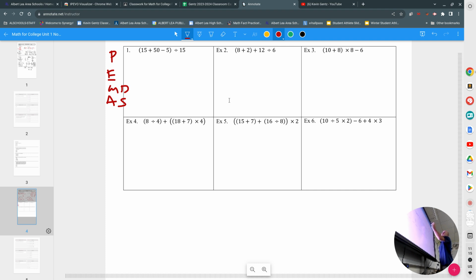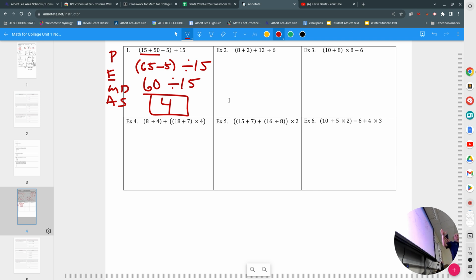I see the parentheses, and addition comes before the subtraction, so I'm going to do that. I've got 65 minus 5 divided by 15. Now normally I would do division first, but because this is in parentheses, I'm going to do the subtraction. So I have 60 divided by 15. And I get an end result of 4.